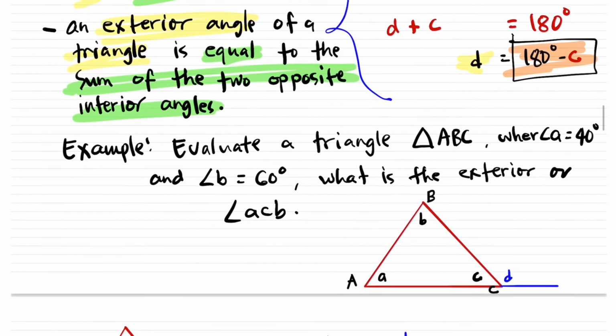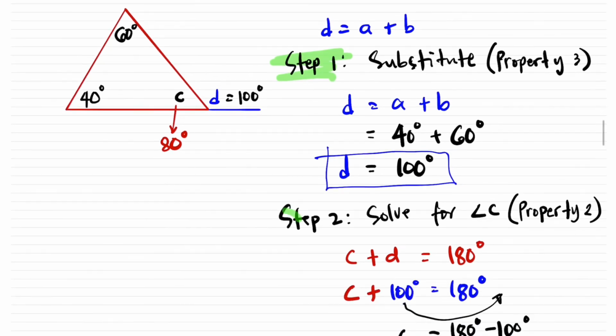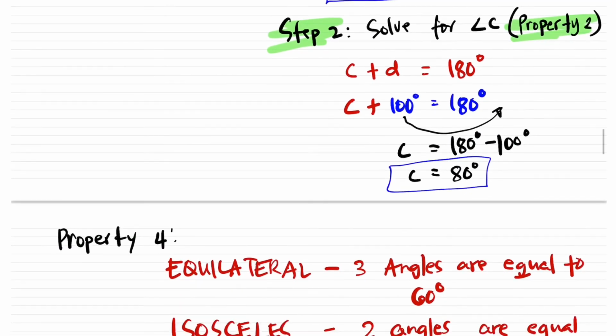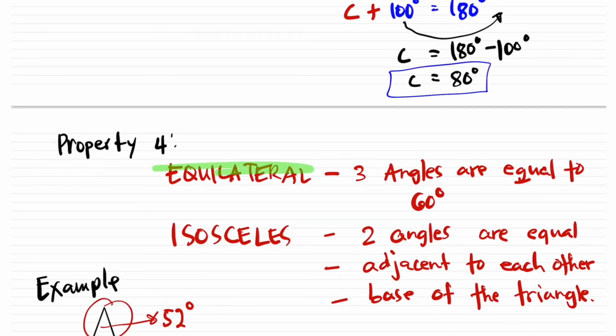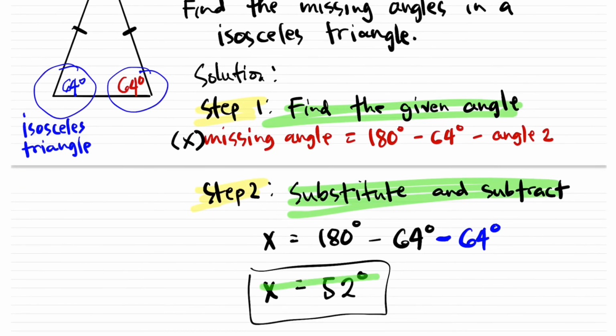Okay, so let's have an example. We follow 2 steps and we use certain properties and we were able to solve it. Now we go to property number 4 about equilateral triangles and isosceles triangles. Equilateral, 3 angles are equal, which is equal to 60 degrees, while isosceles, 2 angles are equal, adjacent to each other, and it is the base of the triangle. So we follow 2 steps, step 1 and step 2, of which we find the given angle and then we substitute and subtract to find the value of the missing angle.